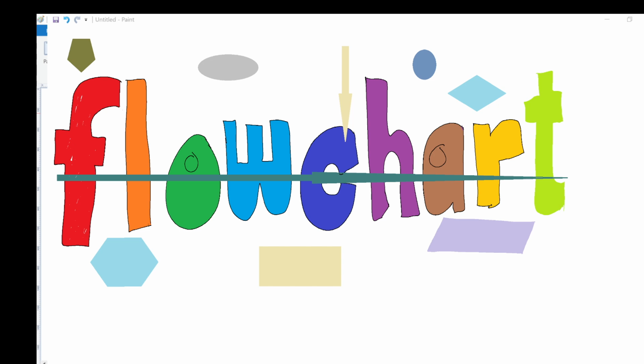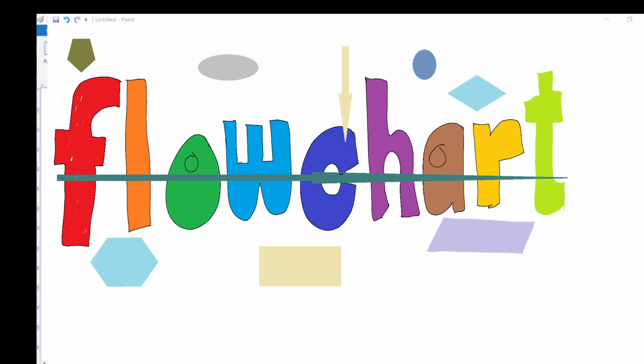A flowchart is a graphical representation of an algorithm. It is a diagram that represents a process or a system. It uses different symbols connected by arrows to show the flow of steps. Flowcharts are like maps that help us understand how things work step by step.